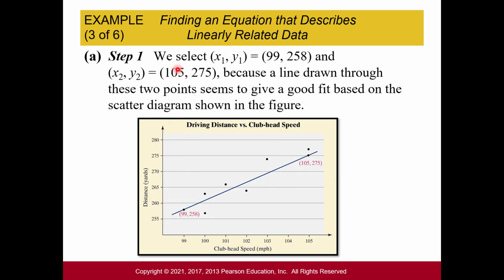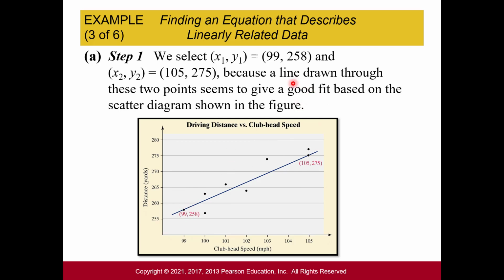Okay, so step 1, let's go ahead and select x1, y1, our first point, to be 99, 258. And then we're going to go ahead and pick our second point. We can pick any of our points from our data set, but we're going to pick 105, 275. And when we pick those 2 points, it's because if we draw a line between them, it seems to give a good fit based on the scatter diagram.